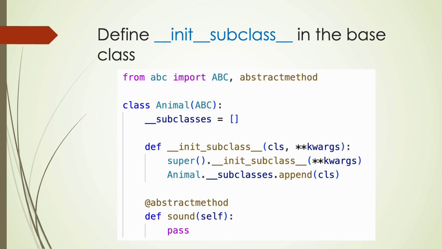Especially, we have a protected class attribute, __subclasses, with 2 underscore prefixes. This is to make sure this class attribute will not be overridden in the subclasses by accident. This class attribute will keep track of the subclasses created from this base class.